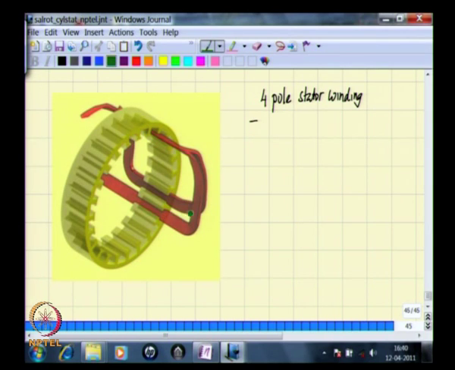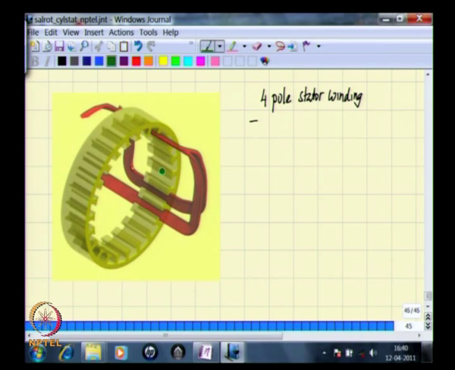There may be many more turns in a coil which is multi-turned coil, but here we are only considering a single turn to simplify the view, and therefore it goes around, comes here, and then around the circumference on the other side it goes. That completes one turn, and then the coil has a second turn which goes around here and then comes up. Now this would be the way the winding would be represented or would look like in the actual machine.